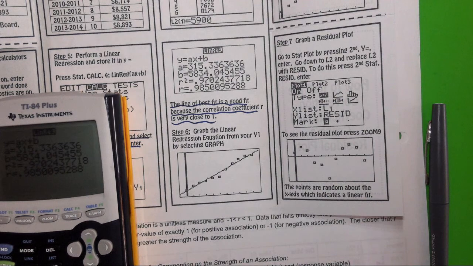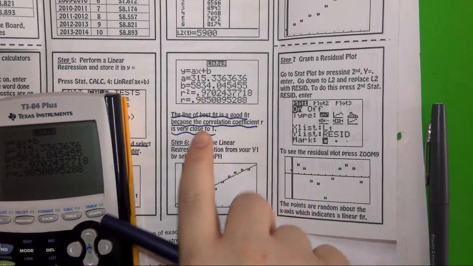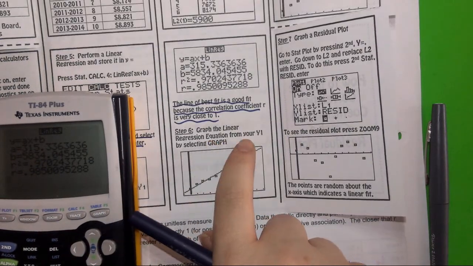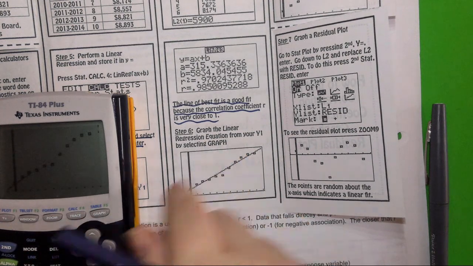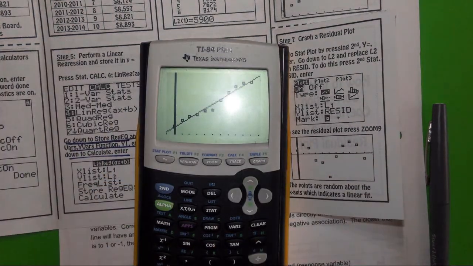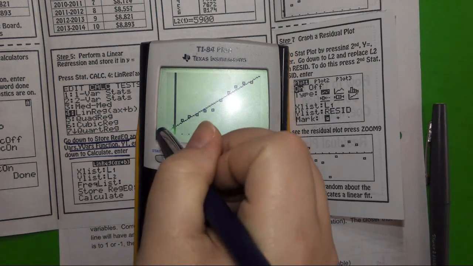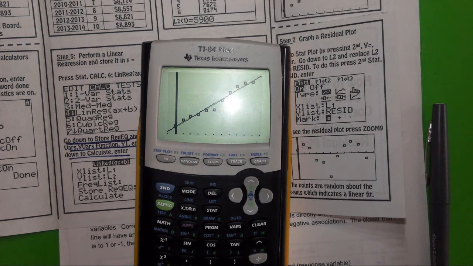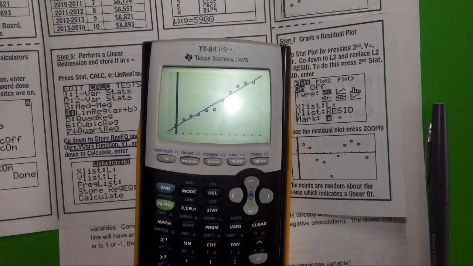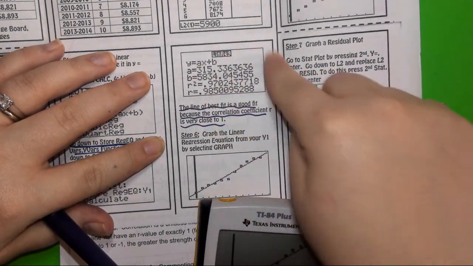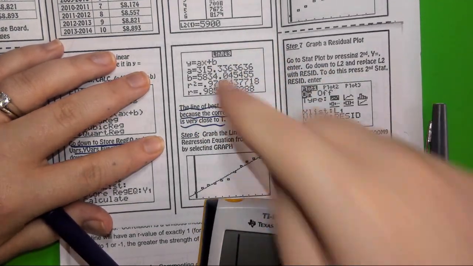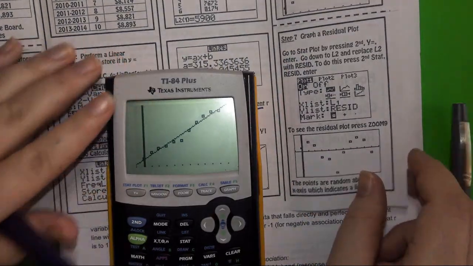Okay, so if we want to graph it, step 6 says graph the linear equation from your y1 by selecting graph. So literally I press graph, and this line fits my data. Now I'm pretty sure that Alex could have figured out how to make the line graph his data to begin with, but I'm not positive that he would have gotten all the information that you and I got from the screen before. Because that's where all the gold is. That's all the stuff we need to know in life. Okay.